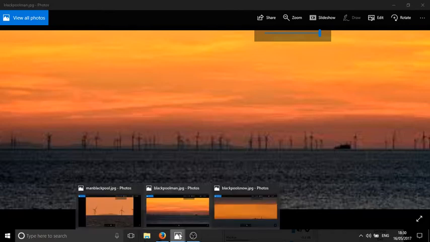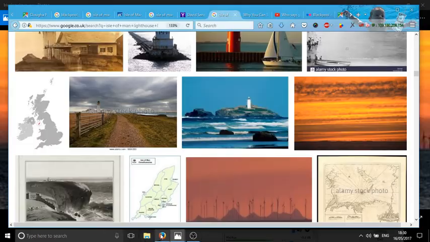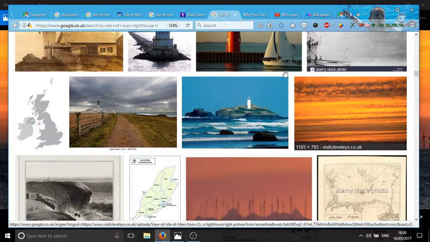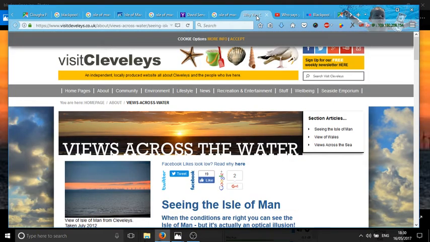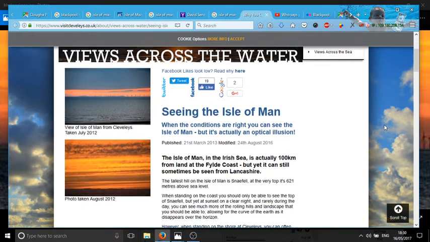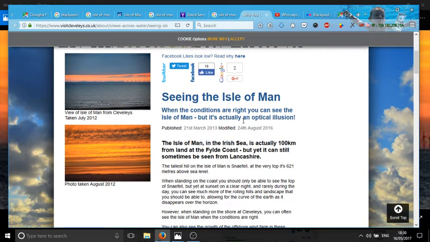And I'm going to now take you quickly back to, as I said, a lot of these come from visitclevelands.co.uk, so we'll have a look at Visit Clevelands, the tourist board website for Clevelands town, and lots of tourists go there for the views across the water. So many, in fact, have now been asking awkward questions that when the conditions are right you can see the Isle of Man, but it's actually, like Chicago, an optical illusion. It's 100 kilometers away, but you can still see it in certain atmospheric conditions, which they will explain for us further down the page.